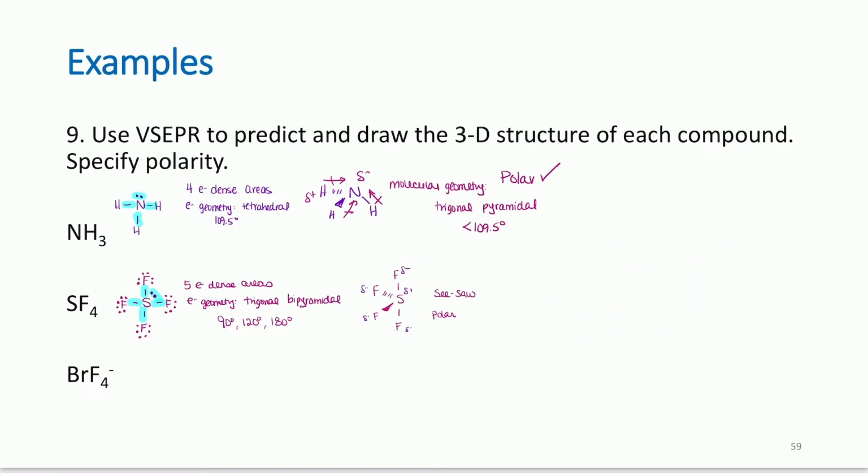And last on this page, we've got BrF4-. Bromine has 7 valence electrons. Fluorine has 7 each. So there's 35 electrons plus the negative charge is 36 valence electrons. We've got bromine connected to 4 fluorines. 2, 4, 6, 8, 10, 12, 14, 16, 18, 20, 22, 24, 26, 28, 30, 32, 34, and 36. So we have 2 lone pairs on our central atom. 1, 2, 3, 4, 5, 6 areas of electron density.